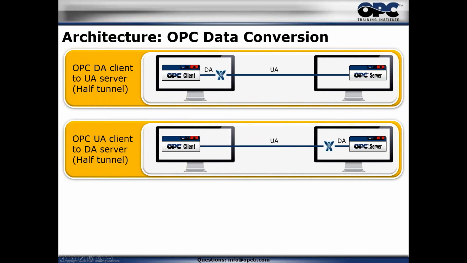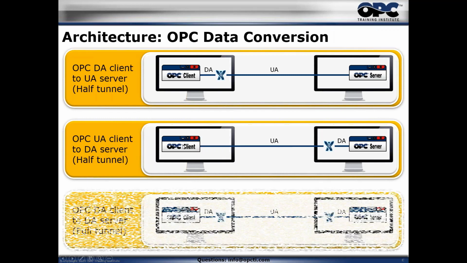So if this is an OPC DA server, this converter here is a DA client and sends everything out with UA as a UA server, so that this client here, which is a UA-only client, can pick it up.